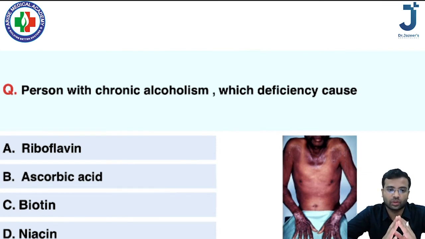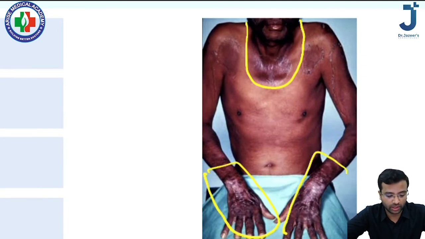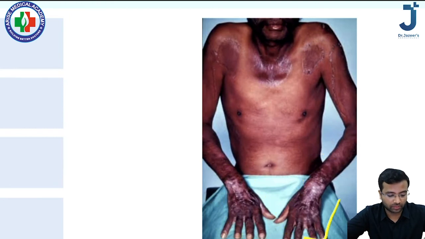Now going to the next question, a person who is a chronic alcoholic, so which deficiency can cause this? Okay, so the options were given as riboflavin, ascorbic acid, biotin, and niacin. Now let us see this very carefully, a zoomed image. Now you can find there is some finding around the neck area, and you can also find that there are some findings over the dorsal part of the palms as well, isn't it? So let us see what it is.